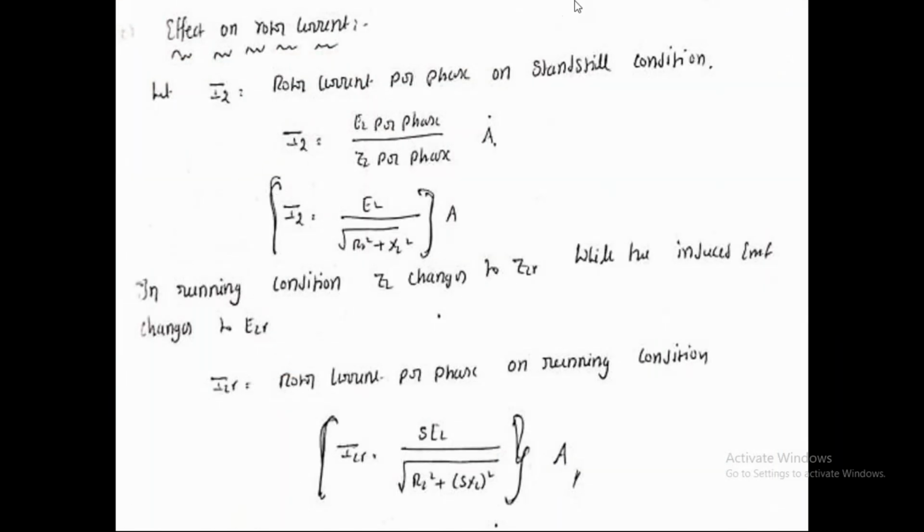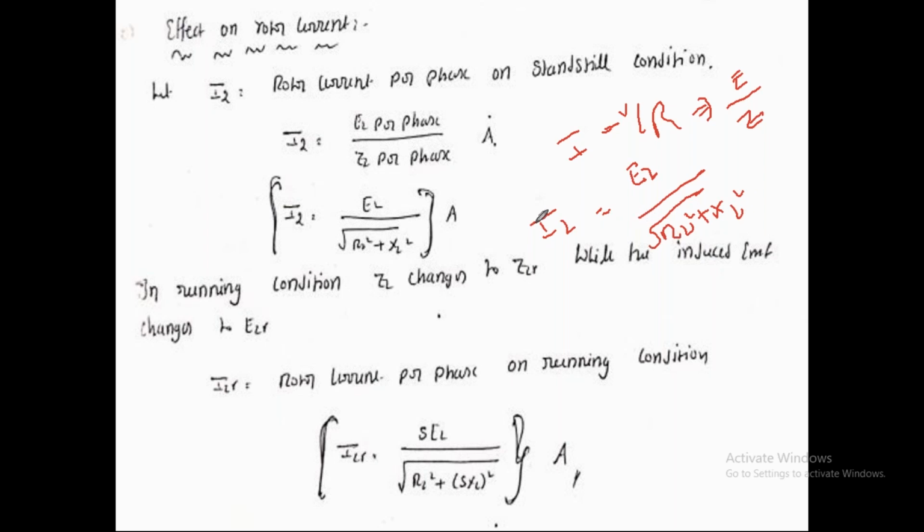Next, rotor current. What is the formula for current? I is equal to V by R, right? But here V is the induced EMF, that is E, and R we can represent as Z. So for the secondary, that is rotor, I2 equals E2 divided by square root of R2 square plus X2 square. This is the equation at starting condition. For running condition, we can represent I2R is equal to S into E2 divided by square root of R2 square plus SX2 whole square. So these are the factors affected by the slip on the rotor. That's why the induction motor rotates at less than synchronous speed.